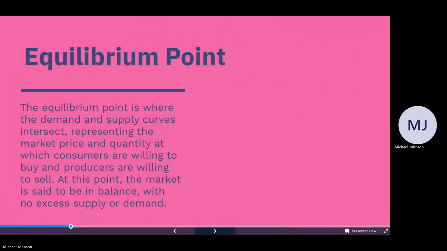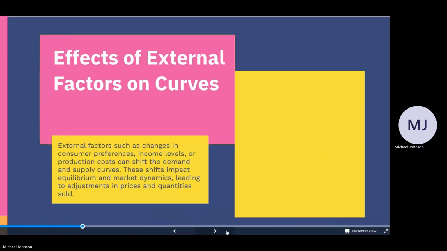Equilibrium point. The equilibrium point is where the demand and supply curves intersect, representing the market price and quantity at which consumers are willing to buy and producers are willing to sell. At this point, the market is said to be in balance with no excess supply or demand.